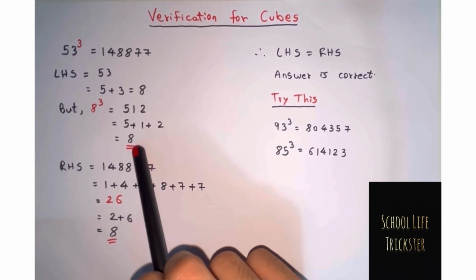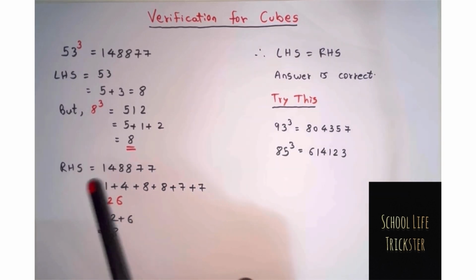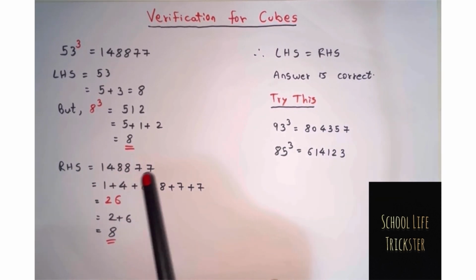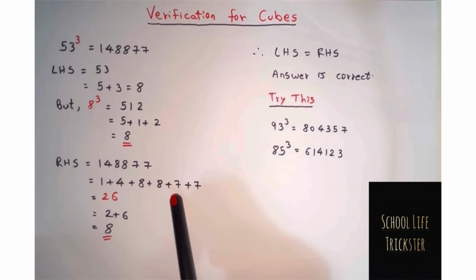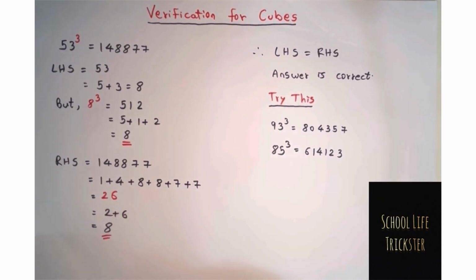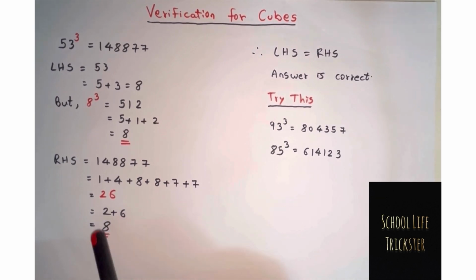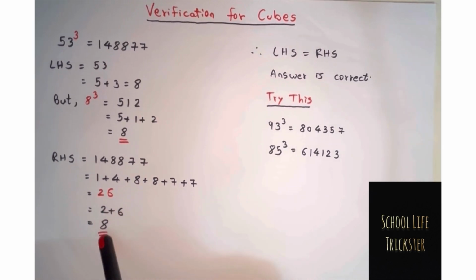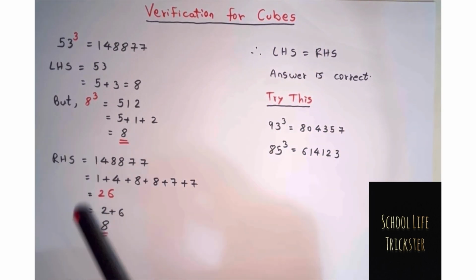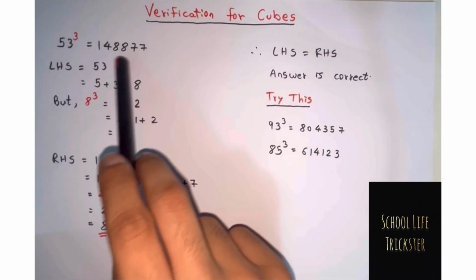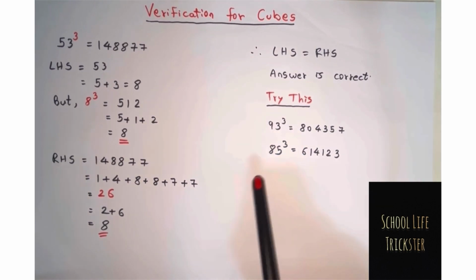The answer is 8. Now in the RHS, that is 148877, add all the digits: 1 plus 4 plus 8 plus 8 plus 7 plus 7. The answer is 26. Now add 2 plus 6, the answer is 8. So over here the LHS and RHS are the same, that is 8 and 8. So this answer is correct. Now try these sums.